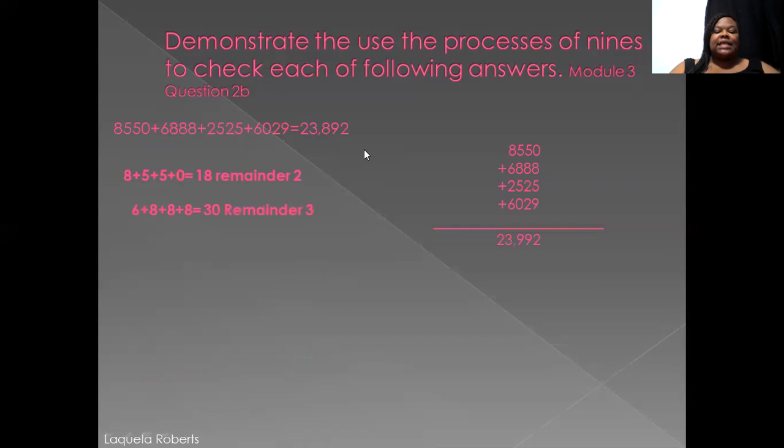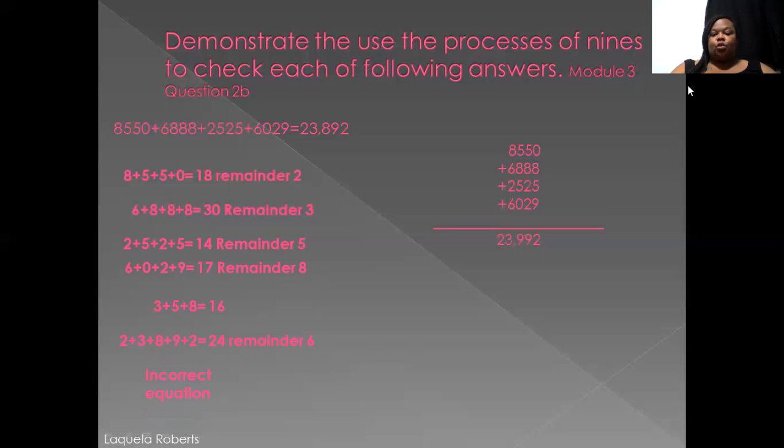6 plus 8 plus 8 plus 8 equals 30 with the remainder of 3. 2 plus 5 plus 2 plus 5 is 14 with the remainder of 5. 6 plus 0 plus 2 plus 9 equals 17 with the remainder of 8. And then we have 3 plus 5 plus 8 gives us 16. And then next, 2 plus 3 plus 8 plus 9 plus 2 equals 24 with the remainder of 6. So this equation is incorrect.